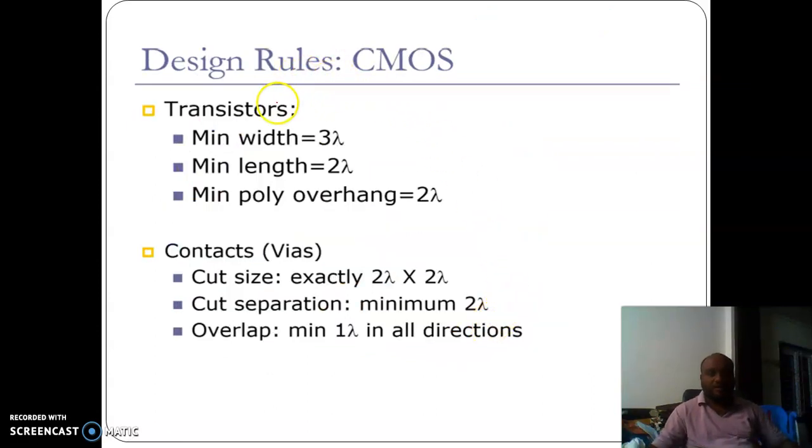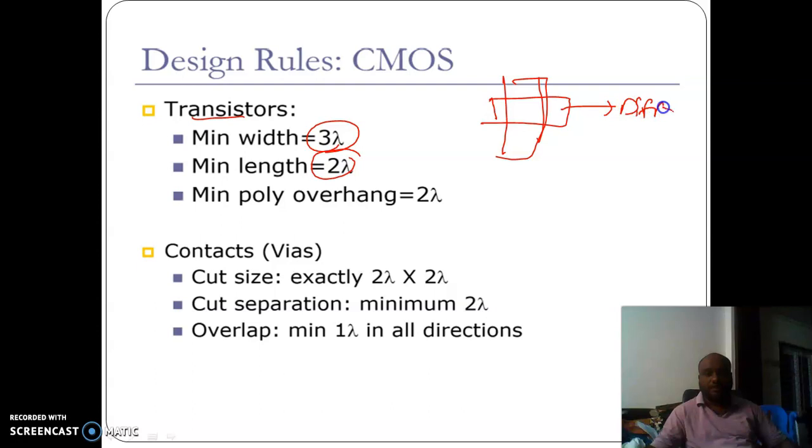And in CMOS design, the transistor minimum width should be 3 lambda and minimum length should be 2 lambda. So if I have a transistor overlap with polysilicon and diffusion, let us say this is diffusion and this is polysilicon, this forms the length of the channel and this forms the width of the channel. So the width of the channel should be a minimum of 3 lambda and the length should be 2 lambda.